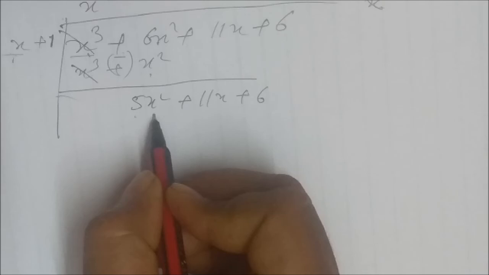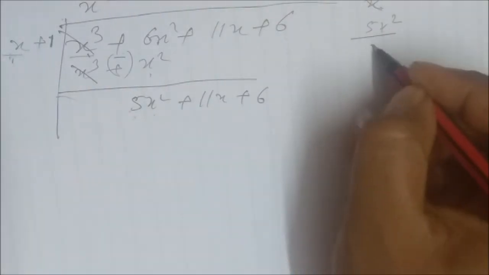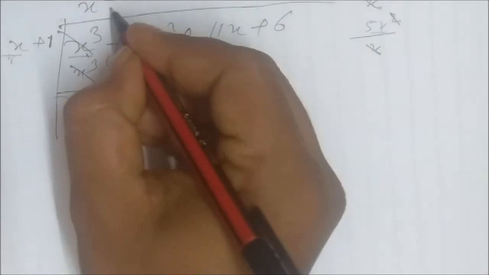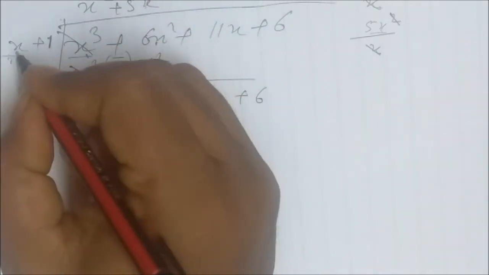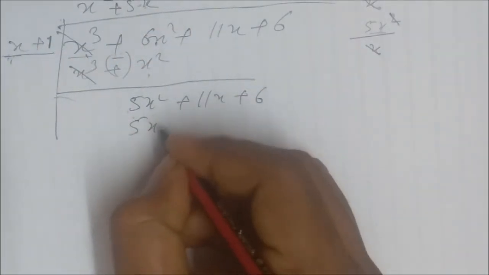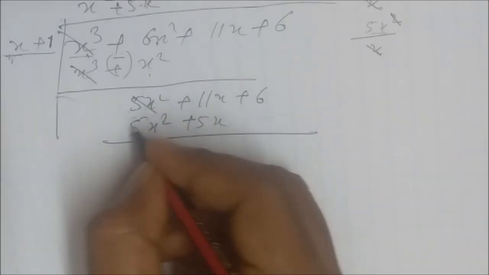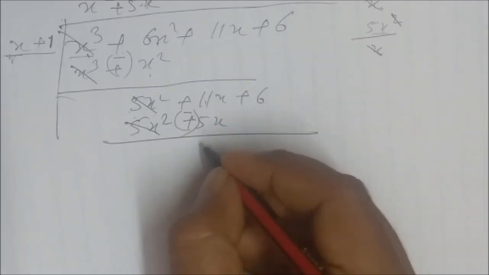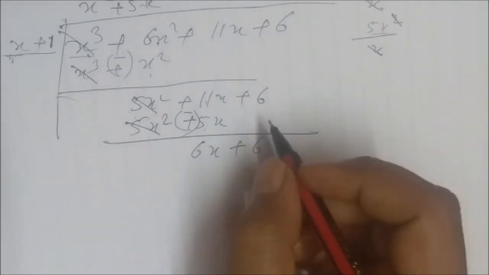Now the first term is 5x squared. So how can we make this x as 5x squared? For that we just divide, and x and x squared cancel. So we got 5x. So we have to multiply with 5x. When we multiply with 5x, what do we get here? 5x into x, that is 5x squared plus 5x. So here again this gets cancelled. Here the sign changes. So 11x minus 5x, that is 6x. Taking this term down. Okay.